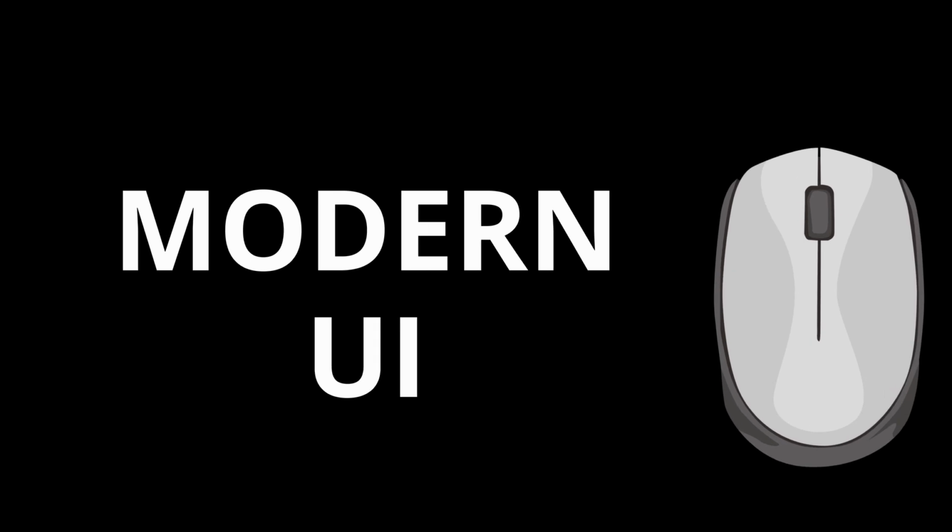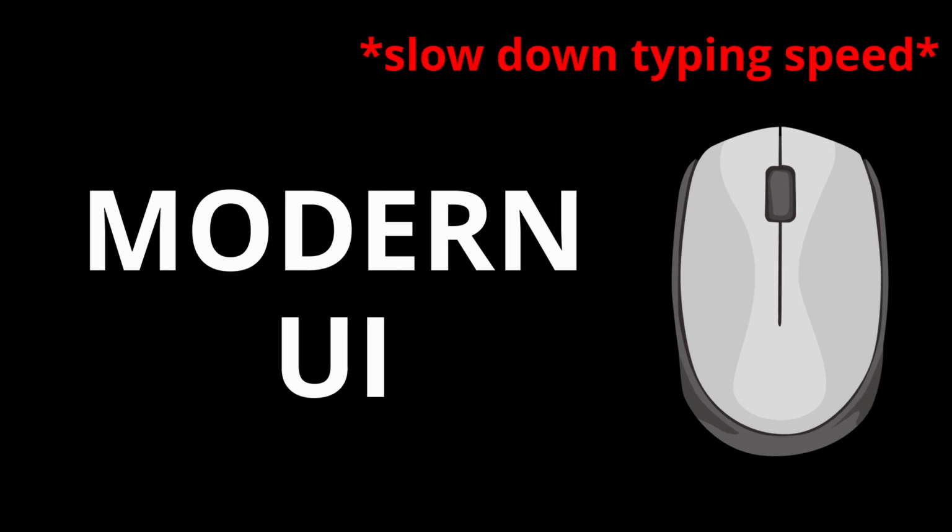Modern UI relies too much on the mouse, and that slows down typing speed. So I made my own UI framework. It has an image format, a graphics library, a key detecting library, and a UI library. And on top of all of this is my markup language called UIML.